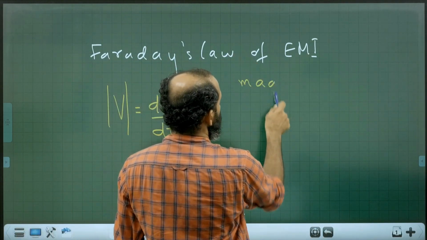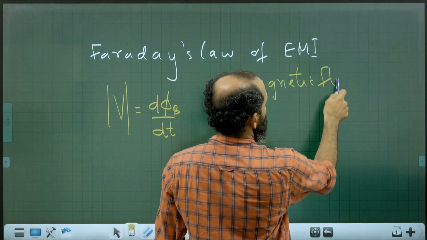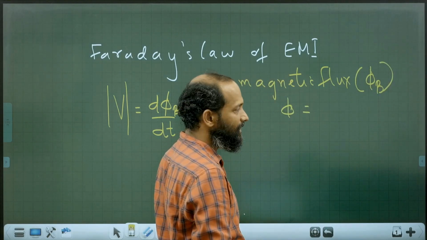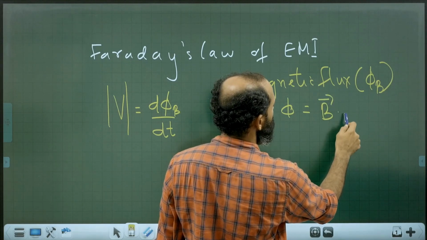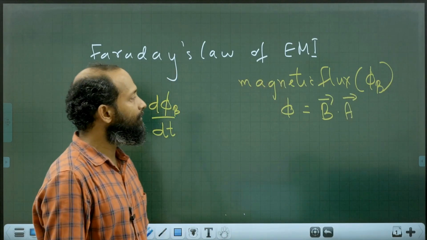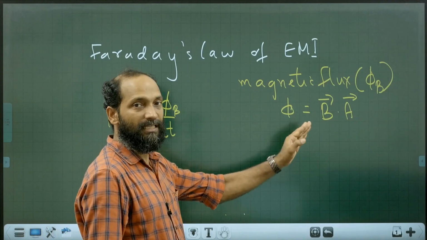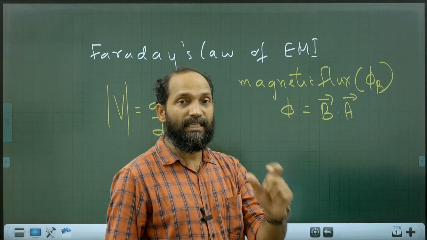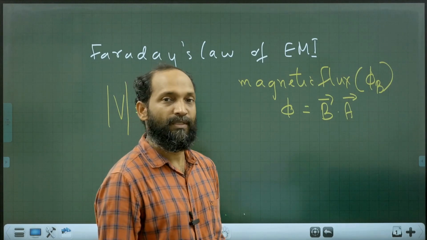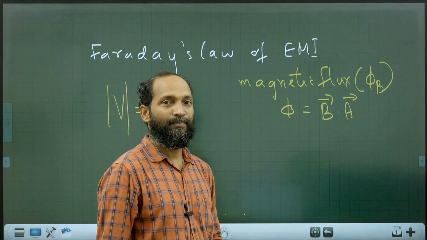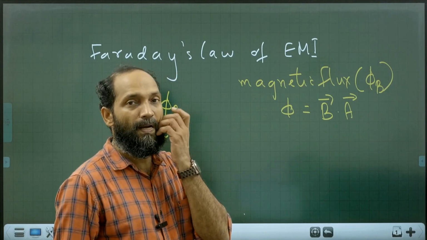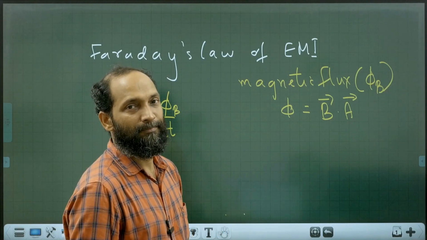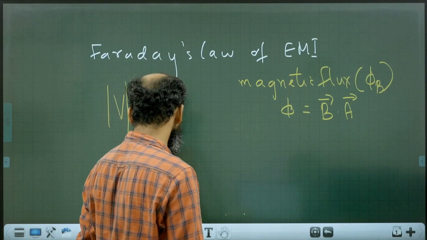Magnetic flux phi is a scalar, but it can be positive or negative because it is the dot product of flux density vector B and area vector A. So phi equals B A cos theta. If the angle between the flux density vector and the area vector is 0, then the flux is maximum. That happens when the plane of the coil or closed loop is perpendicular to the magnetic field.